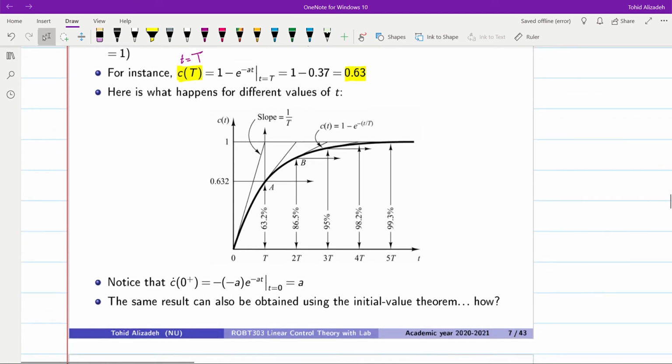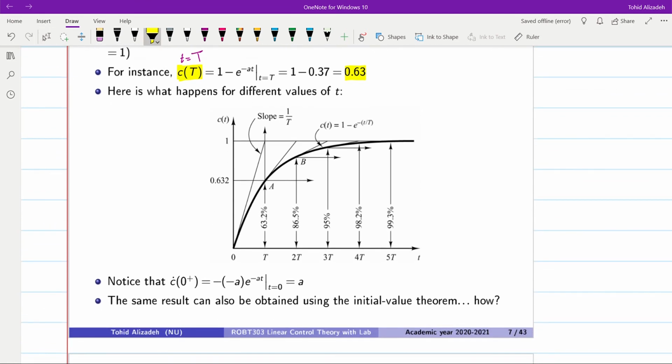And you can see the graphical form of the step response here. At time equal to 1 time constant, we have 0.632, and you can see the values for the multiples of the time constants here as well: 95%, 98.2%, and 99.3%.